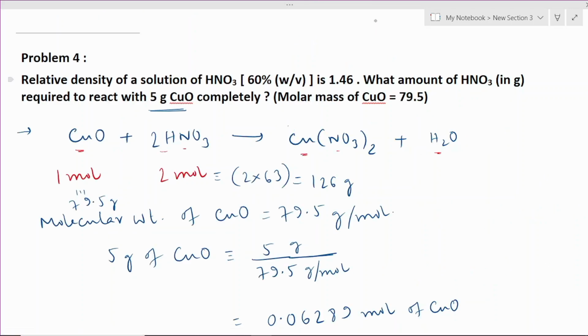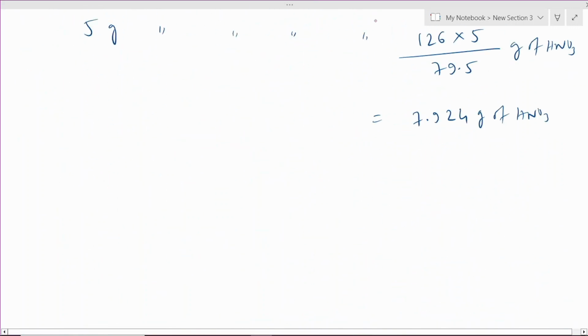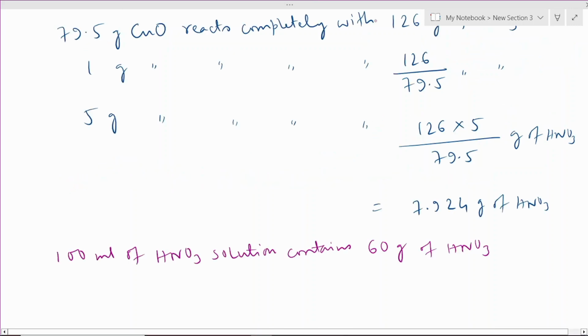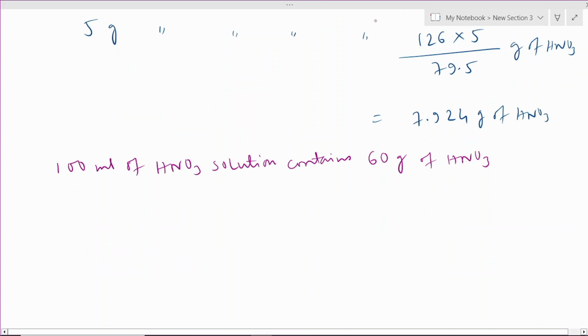In the problem, it is told that the HNO3 is 60% weight by volume. So that means 100 ml of HNO3 solution contains 60 gram of HNO3. So here 5 gram of cupric oxide completely reacts with 7.924 gram of HNO3. So in other words, we can say that 60 gram of HNO3 is in 100 ml of HNO3 solution.